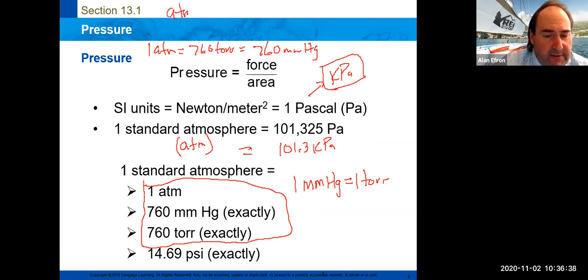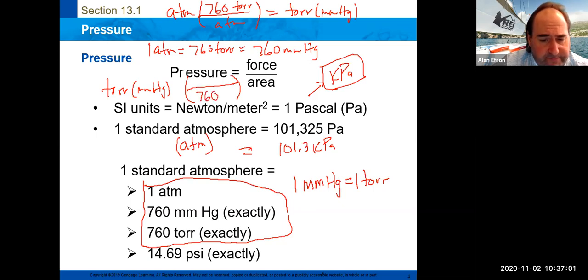If you have atmospheres and you want millimeters of mercury or torr, you multiply by 760. That will give you torr or millimeters of mercury, because it's a one-to-one conversion. And vice versa, if you have either torr or millimeters of mercury, you divide by 760 to get to atmospheres. That 760 number is really important, especially for conversions and doing a lot of gas problems. Sometimes we need specific units in order for everything to cancel correctly, so you want to make sure you know how to do these conversions.